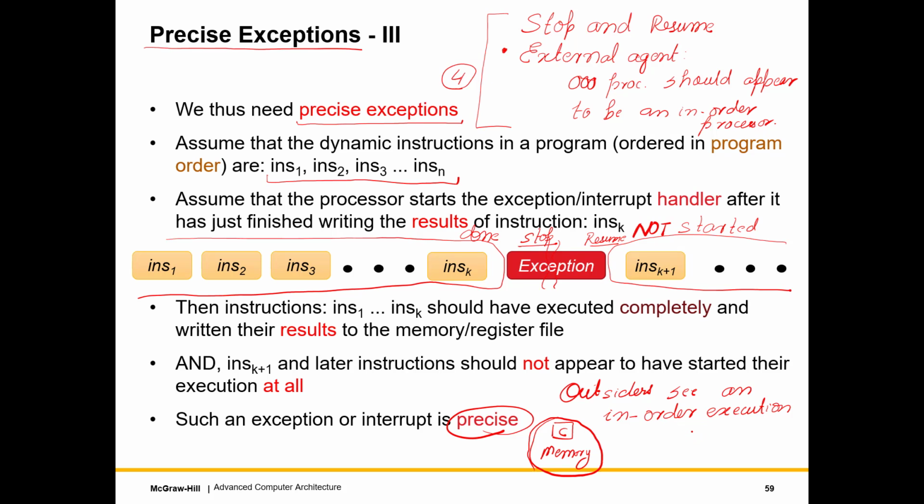Which will allow us to essentially stop the program at some point. So we are sure everything before this is totally done in program order. Execute the exception handler and again restart at the same point. So we are sure that nothing after the kth instruction has even started. So this ability is very important. Not only is it required for intuitiveness and correctness, it is also required for processing exceptions, as we will see. It is also required for recovering from branch mispredictions, because even that is an exception.